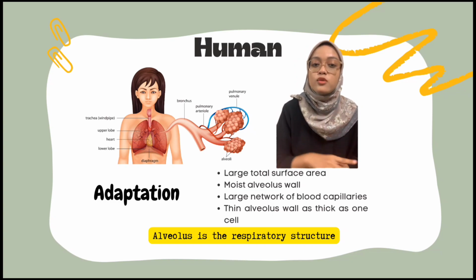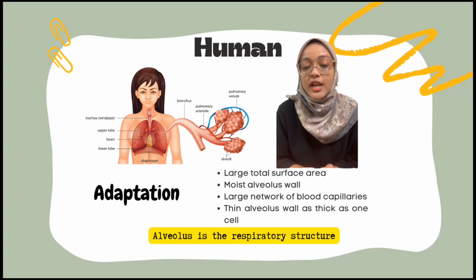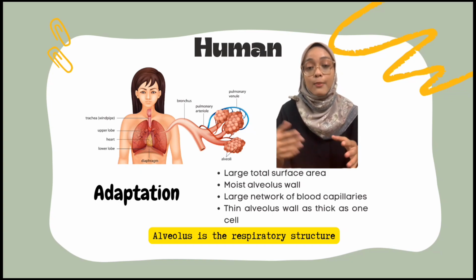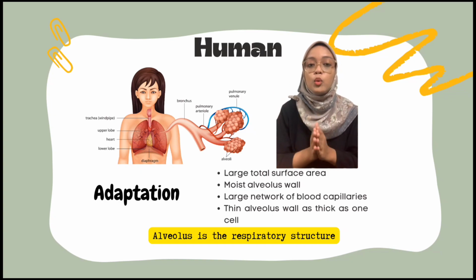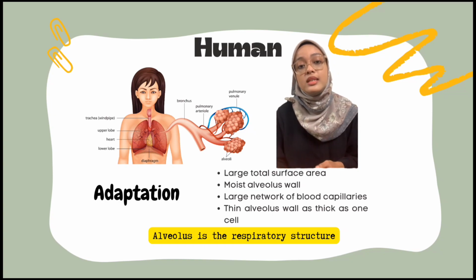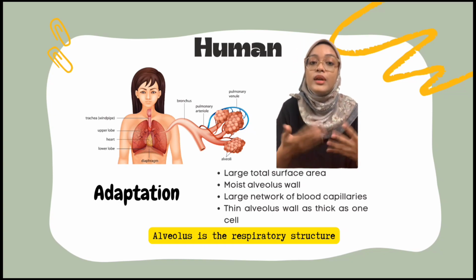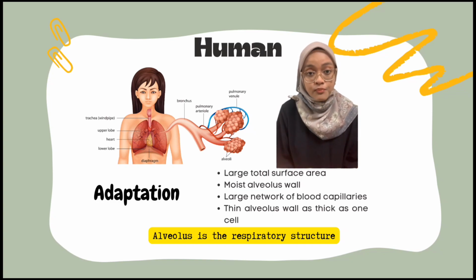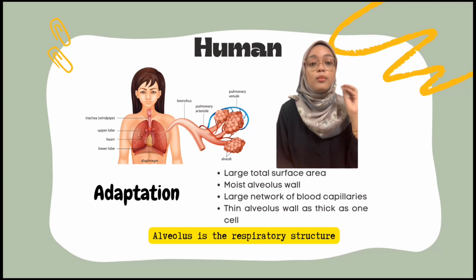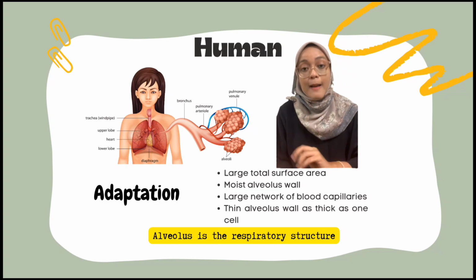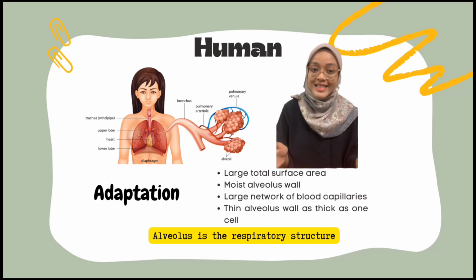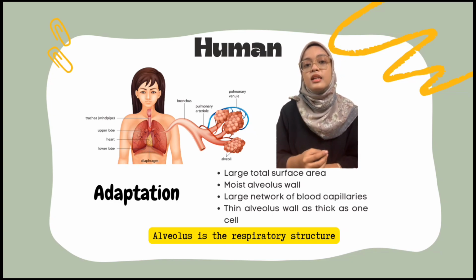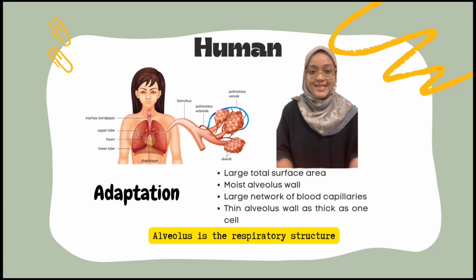First one, it has a moist wall that allows oxygen and carbon dioxide to dissolve and diffuse into the blood capillaries. The large network of blood capillaries throughout the alveoli surface increases the efficiency of gas exchange and transport of oxygen from alveoli into the body cell wall, then into the blood capillaries. Lastly, the thin wall that is as thick as one cell makes the diffusion of gases much easier.